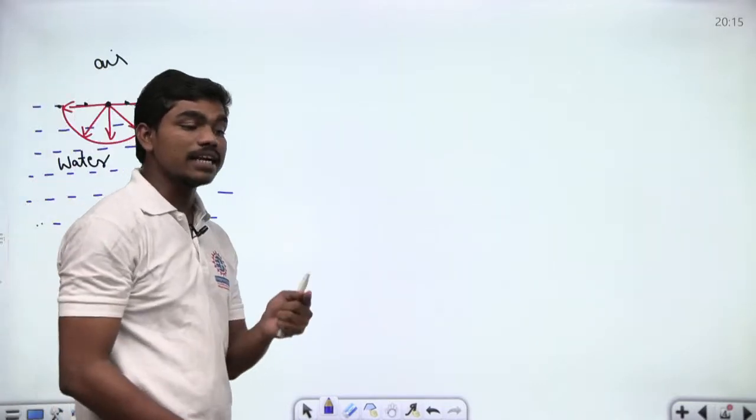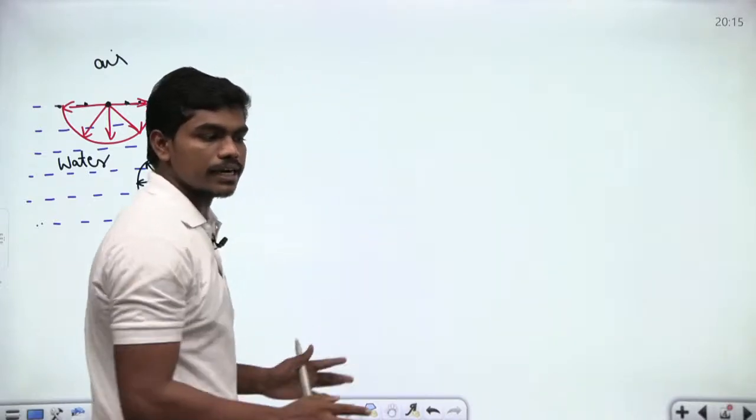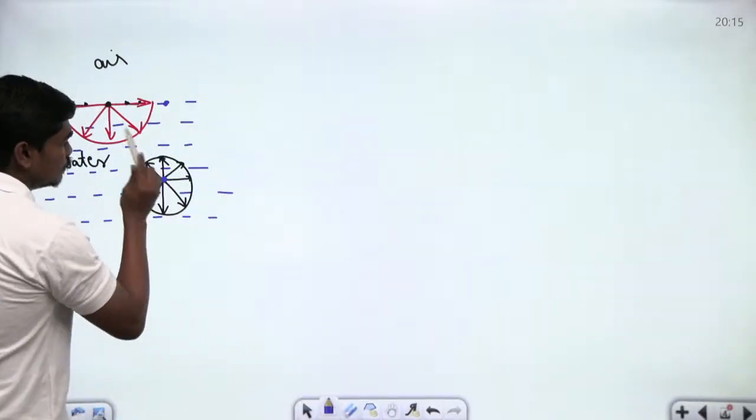Tension because of what? Adhesion or cohesion? Due to both. Surface tension is a binary property. Of course, I'll come to that later. So please see carefully.